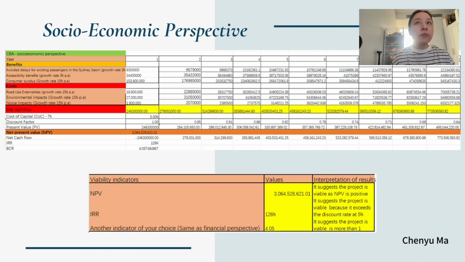And next is the socio-economic perspective. For a broadened socio-economic perspective, the picture changes. When including public benefits such as reduced travel delays, improved accessibility and consumer surplus, the project's NPV becomes positive at about $3.08 billion. The IRR rises to 126%, and the BCR reaches 4.05. This means every dollar spent produces over $4 in social value.